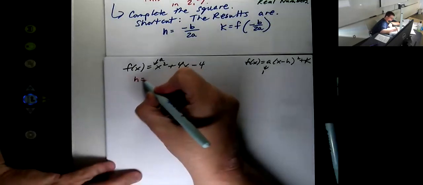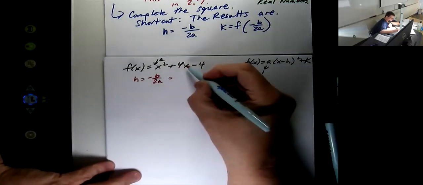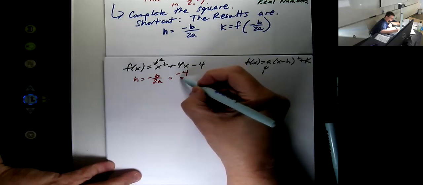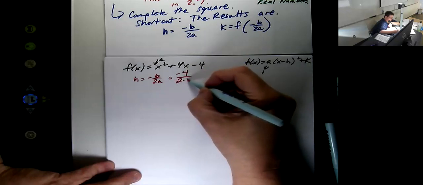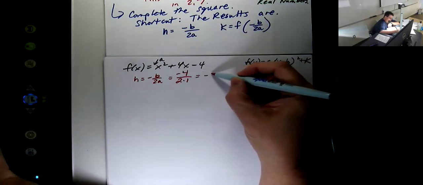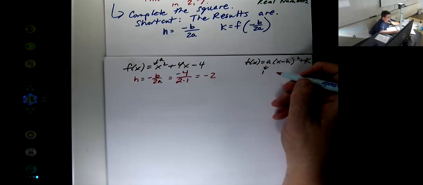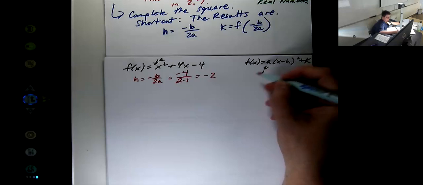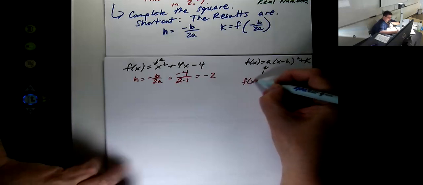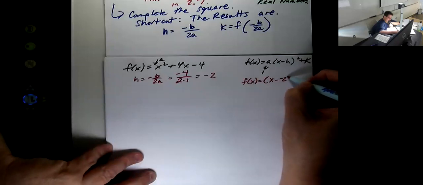Next, we'll take a look at h. H is negative b over 2a. B is 4. So negative 4 over 2 times 1. Negative 4 divided by 2 is negative 2. So f of x is going to be x minus negative 2 squared.